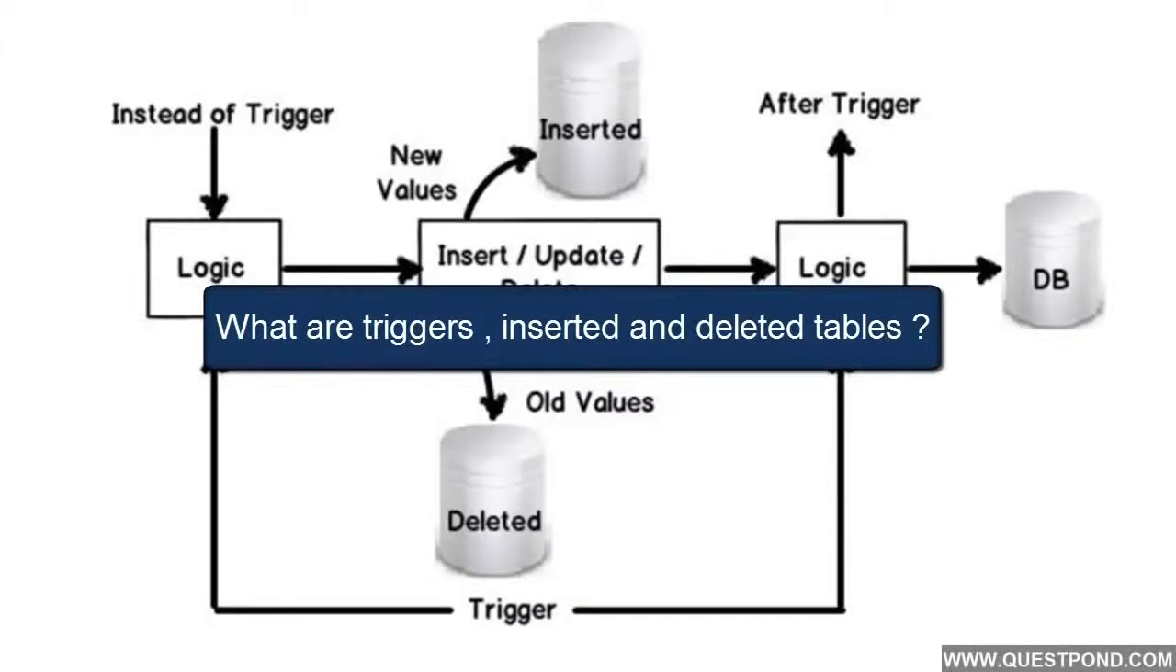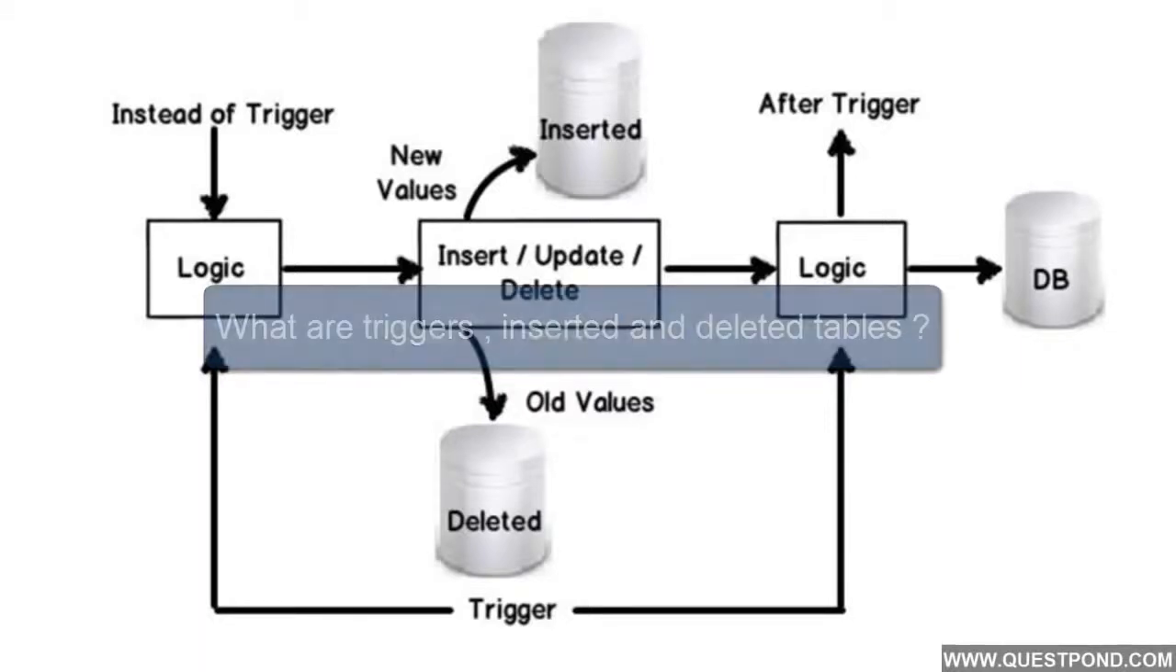In this video, we'll talk about what exactly triggers are and in what scenarios we should be using them. While we do that, we'll talk about two important types of tables: one is called the inserted table and the other is called the deleted table. Also, we'll talk about two different kinds of triggers, the instead of trigger and the after trigger. So let's first start by describing what exactly triggers are.